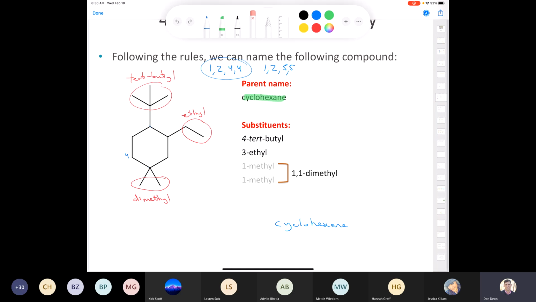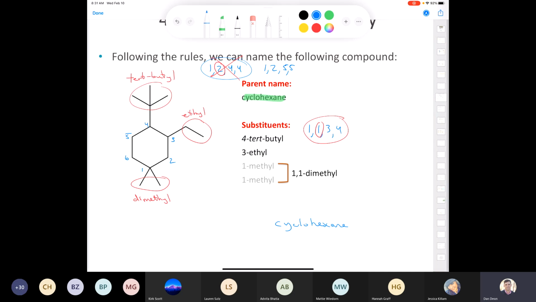Hopefully you noticed, based off of my notes, that the best option would be this one here. If we start where the dimethyls are, 1, 2, 3, 4, because then we have 1, 1, 3, and 4. A 1 beats a 2. And so this is correct and this is incorrect. So the numbering that I have on the ring right now, 1, 2, 3, 4, 5, 6, that is the correct way to number that cyclohexane ring.